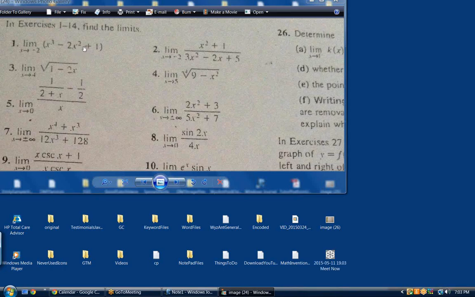Let's start with number one. Make sure you know how to do a basic limit. What's the limit of that function as x goes to minus 2?